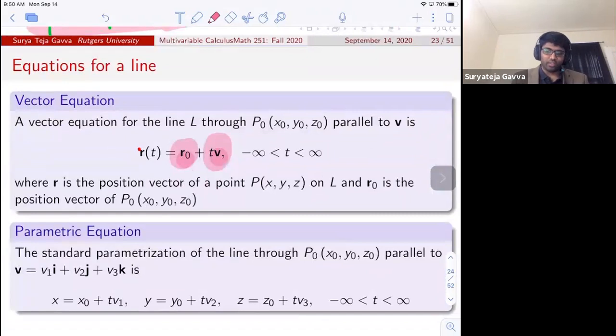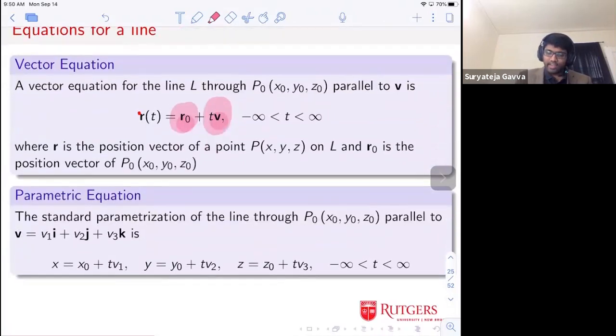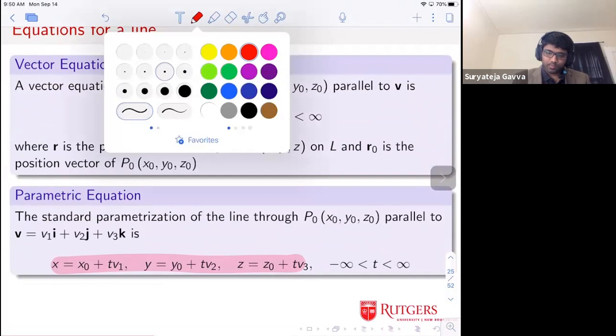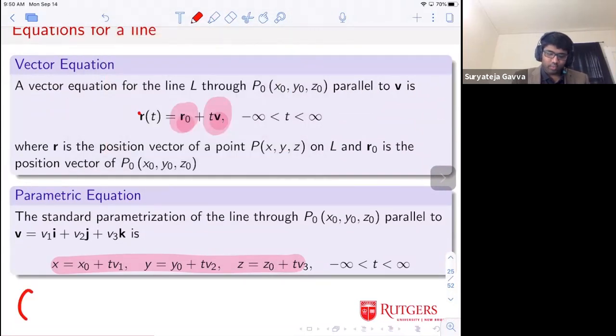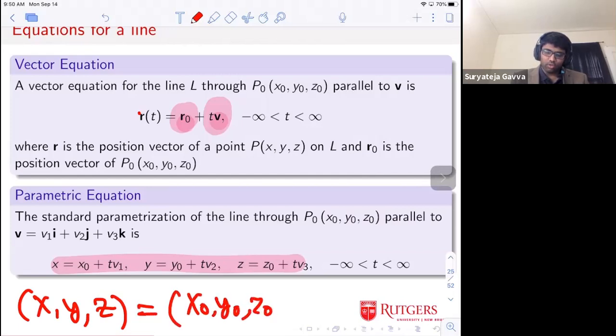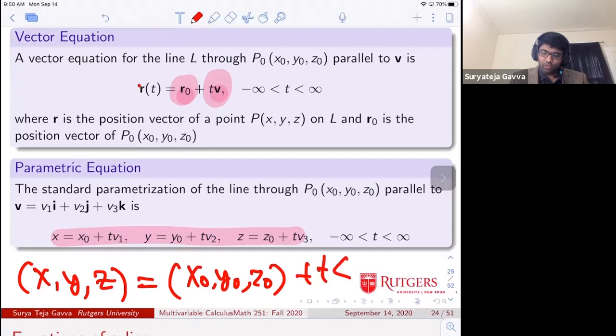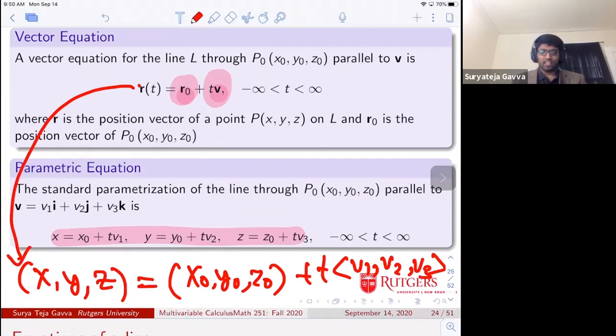Okay, so that's a vector equation. In terms of vectors, that is the equation. But if I write that in terms of coordinates, you will get something like this. R is just x, y, z, the coordinates of our point. R0 was the initial point x0, y0, z0, plus T times V. V was v1, v2, v3. Now I equate both sides of that equation. The first coordinate is x equals x0 plus tv1. The second coordinate is y0 plus tv2. The third coordinate is z0 plus tv3.